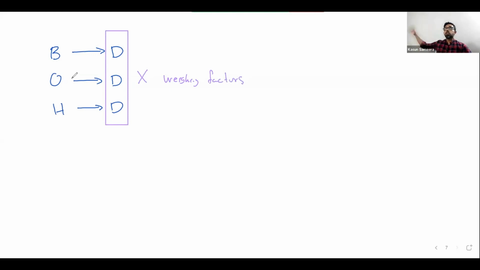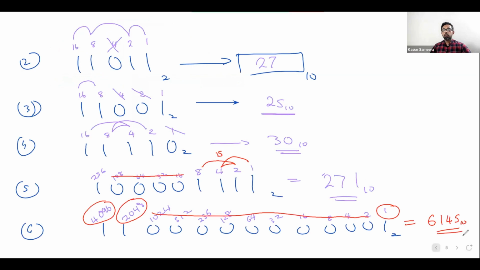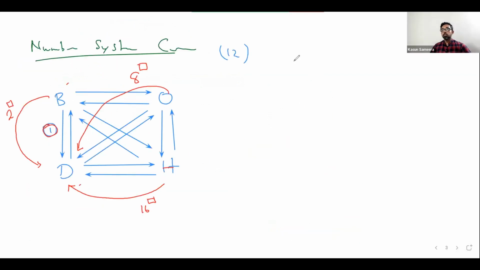Multiply by the weighting factors of the number system you are converting. Okay. What are the weighting factors? They are the ones on this side. Right, this is a short note for these 3 number system conversions. Right, next topic. Right, these 3 conversions done.